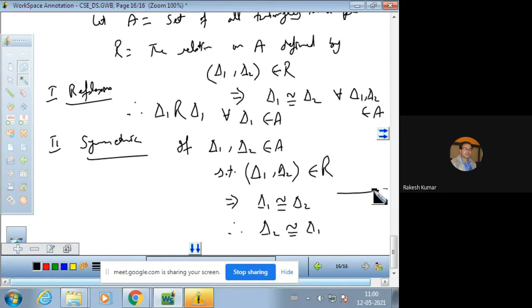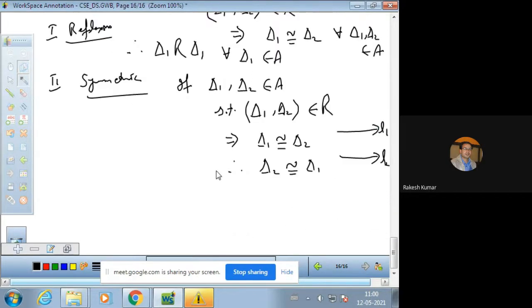Just like if a line L1 is parallel to L2, then L2 is parallel to L1 also. Similar is the case of the congruence property. If delta 1 is congruent to delta 2, then delta 2 will be congruent to delta 1. So this gives that (delta 2, delta 1) belongs to R. Therefore, it satisfies the symmetric property. And the last property is transitivity.